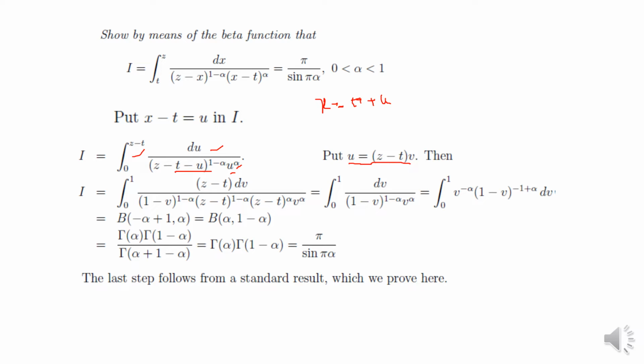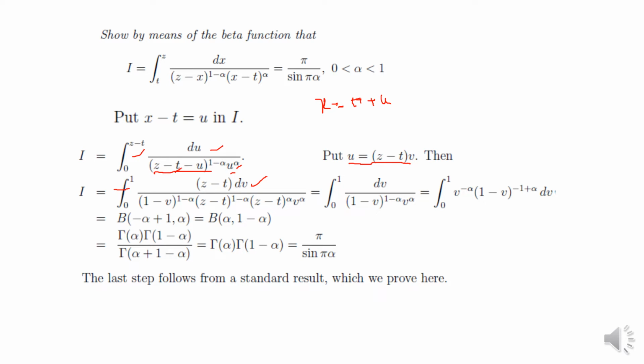Now we take another substitution, u is equal to z minus t times v. So v becomes u upon z minus t, and the limits will be: when u is 0, v is 0, and when u is z minus t, v is equal to 1. So limits are 0 to 1. du is equal to z minus t dv. So this is here. Now we take v is equal to u upon z minus t.